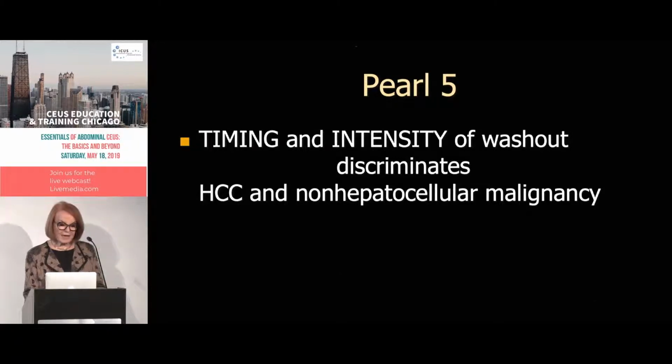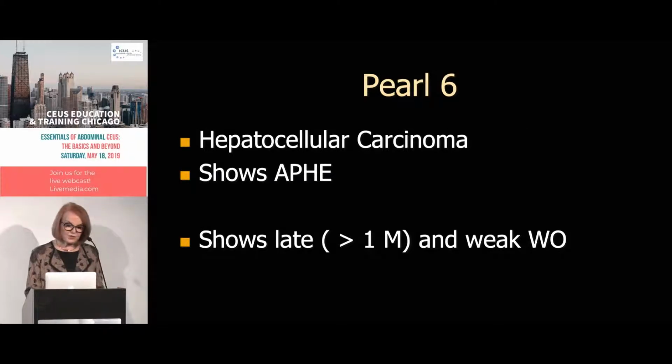So pearl number 5 is we're just talking about washout now. So both the timing and the intensity of washout have been found to be discriminatory between hepatocellular carcinoma and non-hepatocellular malignancies. And by saying non-hepatocellular malignancies, we mean all of them. So everything that's not HCC that is malignant is a non-hepatocellular malignancy. So pearl number 6, hepatocellular carcinoma shows arterial phase hyperenhancement, and it shows washout that tends to be both late, so that is greater than 1 minute after the injection, and weak, and that is to have retention of some bubbles between the washout area.